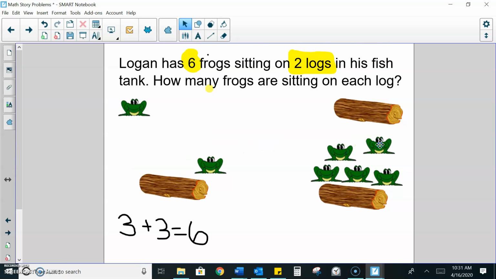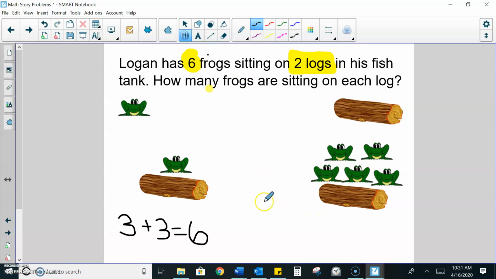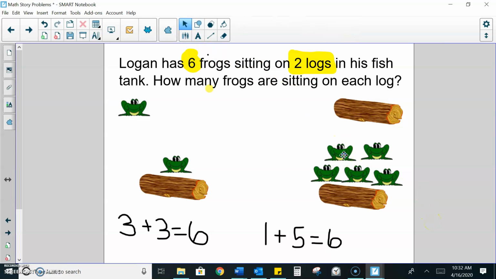What if I move these 2 frogs over to this log? What do we have this time? Well, now we have 1 frog on the first log, and we have 1, 2, 3, 4, 5 frogs on the other log. So this way it could have been 1 plus 5 equals 6. Excellent. And let me show you one more way.